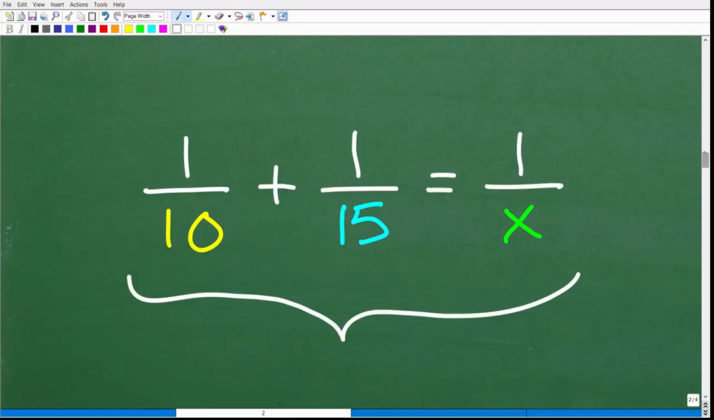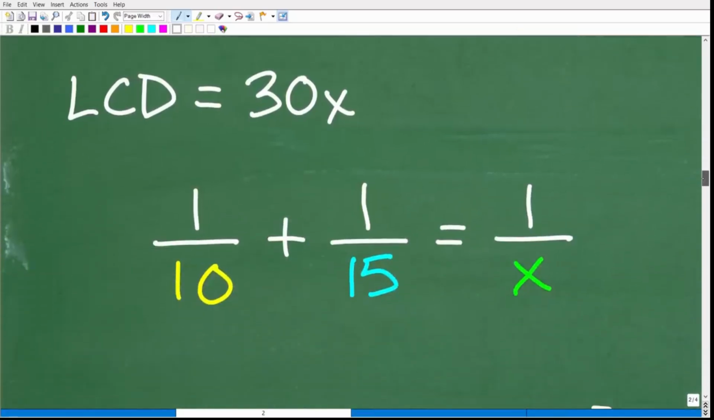Well, let's go through it right now because obviously we have some fractions. The best way to solve this type of equation is to multiply the entire thing by the lowest common denominator. Now, this isn't the only way, but it's certainly the easiest way. So let's identify the LCD here. If this was just numeric fractions, 10 and 15, the LCD would be 30. But because we have this x, we have to throw in that x. So the LCD is 30x.